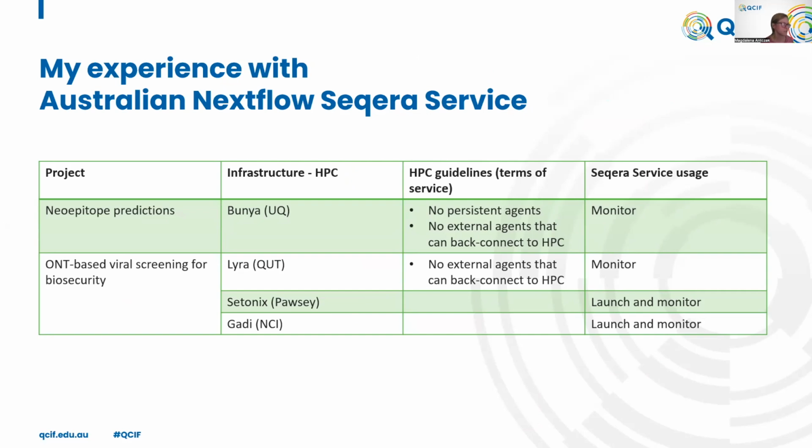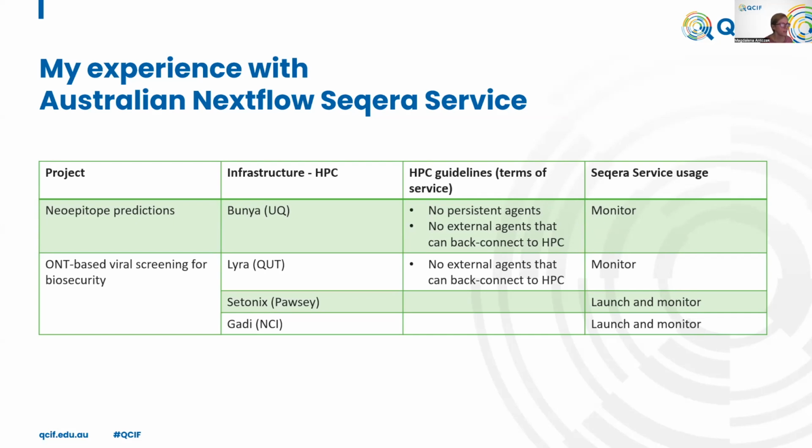I use 4 HPC infrastructures. One is Banya, which is provided by University of Queensland. And then I use 3 others: Lyra from QUT, Cetonix from POSI, and Gadi from NCI. I use the NextNeoPy pipeline only on Banya, and on the rest of the HPCs I tested the ONT-VISC pipeline.